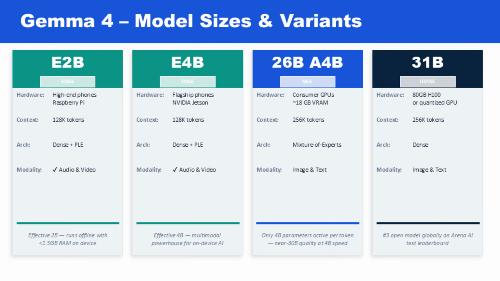Then we have the 26 billion model. This is a mixture of experts model, and its architecture is a game changer. Finally, we have the 31 billion model. This is the big one, which currently sits at the top of Gemma.